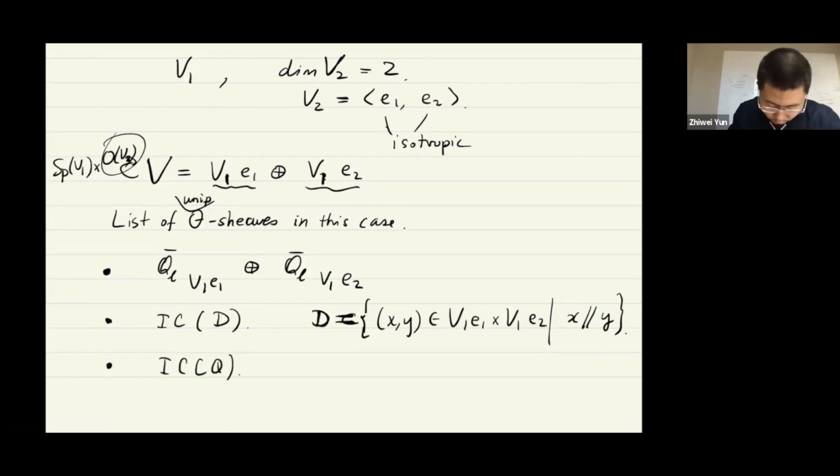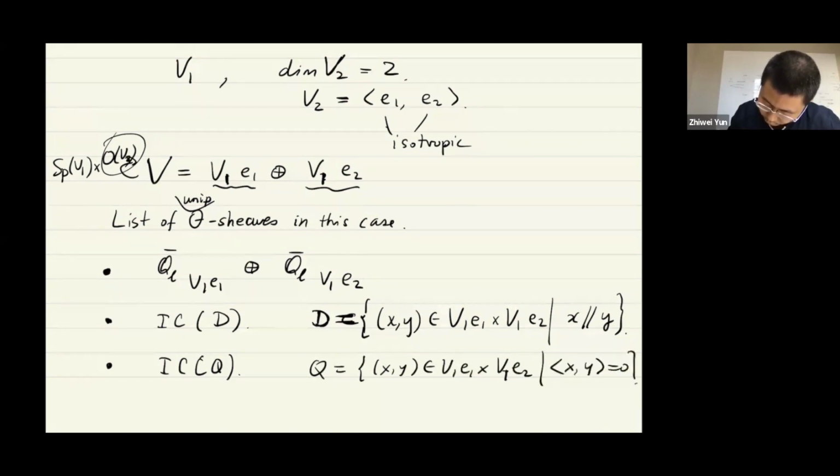Next one is IC of Q. Q is a hypersurface where the pairing of x and y is 0. So it's defined by a quadratic equation.